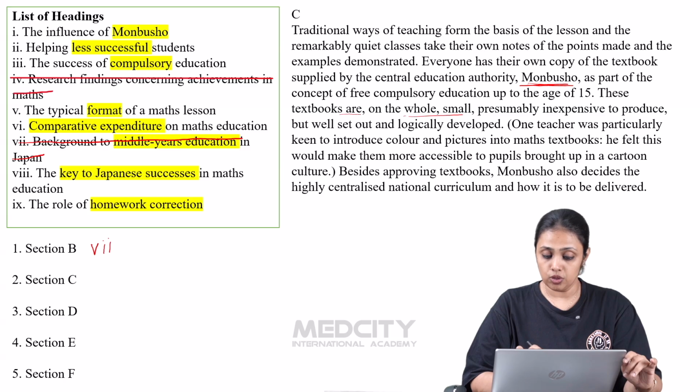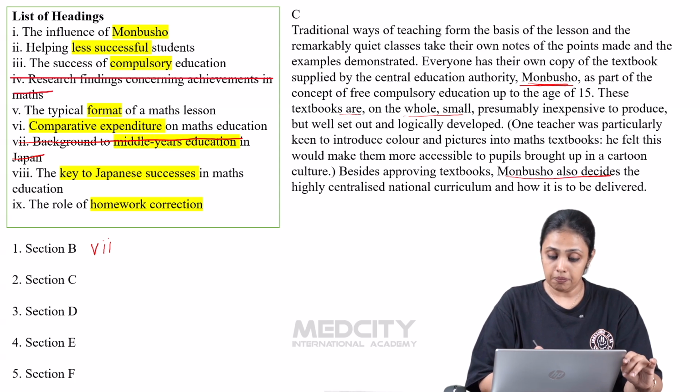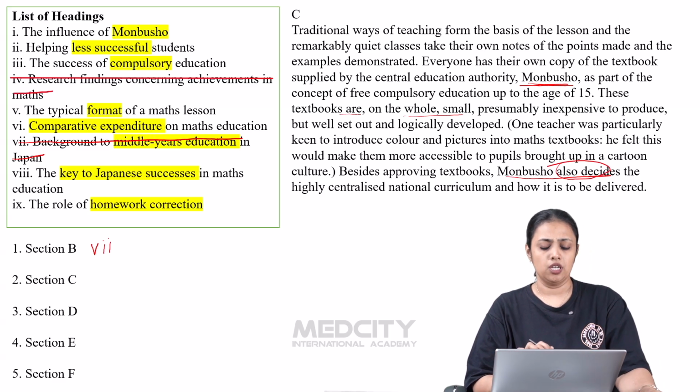He felt this would make them more accessible to pupils brought up in a cartoon culture. Besides approving textbooks, Monbusho also decides the highly centralized national curriculum and how it's to be delivered.